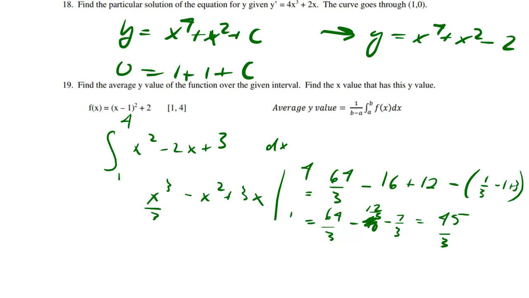That's what I got. And we want to take the average value, so we're going to divide that by 1 over b minus a. So that would be how big was our range. It was 3 big. So the average value would be 45 over 9. That's a nice number. That's probably right, because that's just 5.